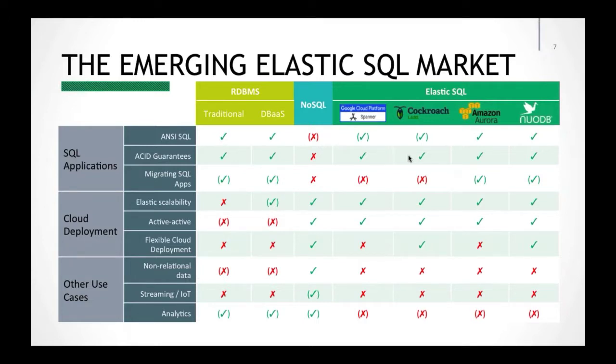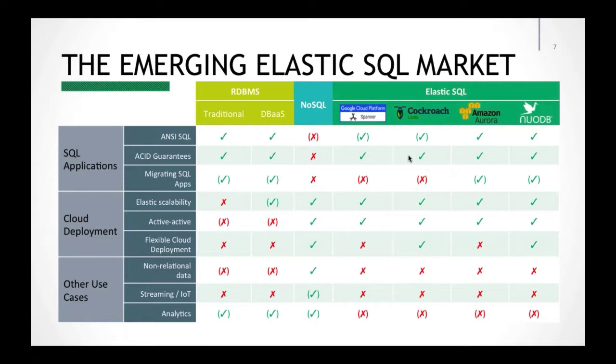The NoSQL column is obviously great on elasticity, active-active, flexible deployment, and different use cases, but they lack the SQL capabilities. A lot of these vendors are adding SQL as a language that they can work with, but they're typically limited in what they can support, depending on the types of joins you want to do or other operations that are standard in a relational database. So it's basically a bolt-on to their existing architecture.